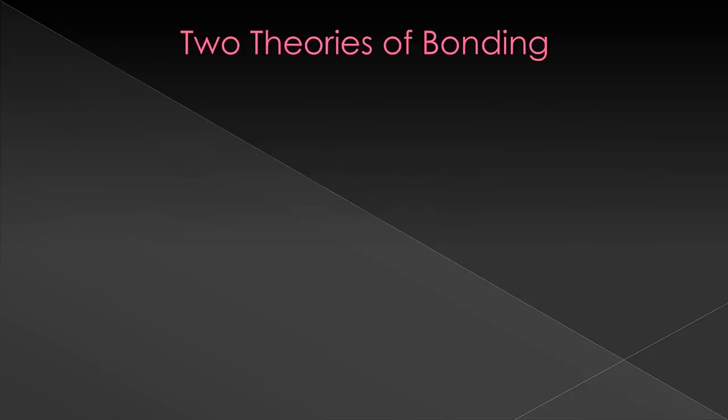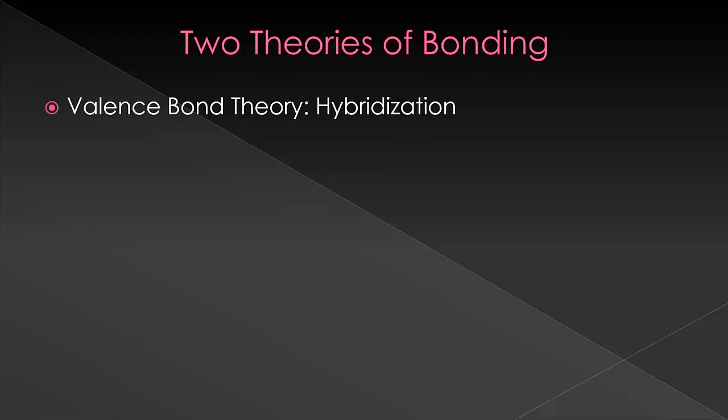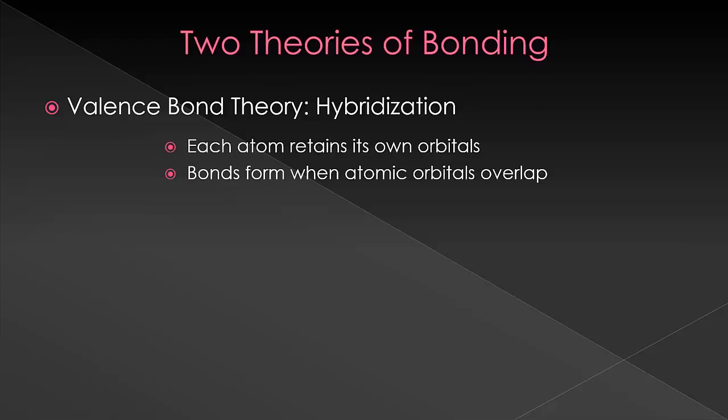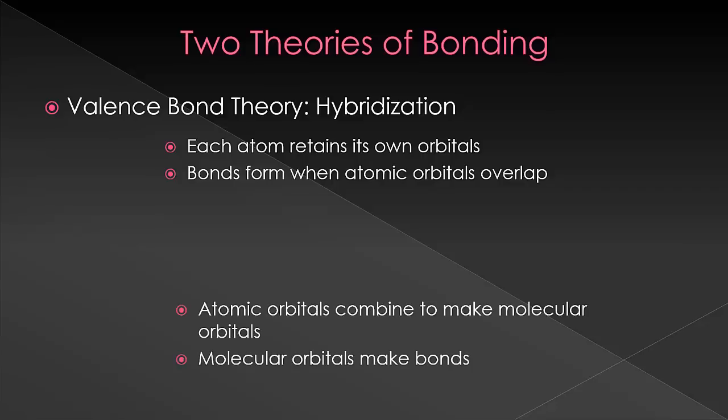So first of all, some introduction. We have two different types of theories to work with when we're talking about bonding, and we pick and choose these based on the application. The first is valence bond theory, and this is going to encompass hybridization, which we'll talk about in a different video. In valence bond theory, each atom is going to retain its own orbitals. These orbitals are going to overlap with each other, and these atomic orbitals, the orbitals that the atom itself has, form the bonds. This is very different from molecular orbital theory, where instead we're going to take the atomic orbitals, those wave functions that we learned about a while ago, combine them, and then make molecular orbitals out of them.